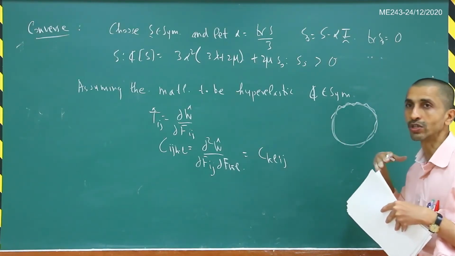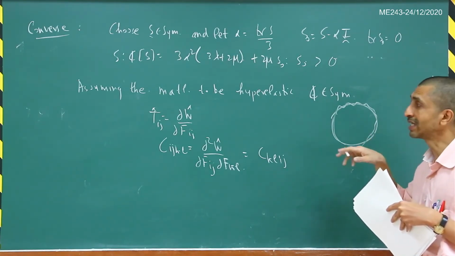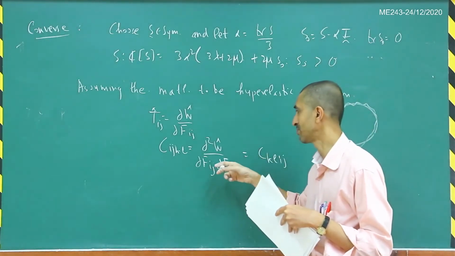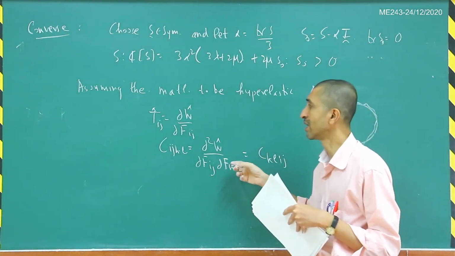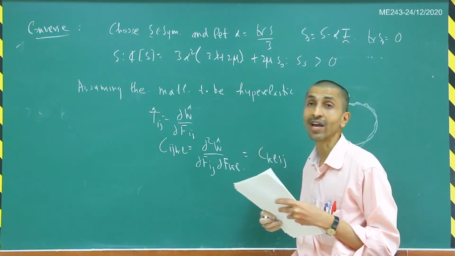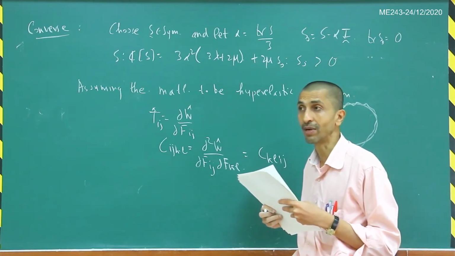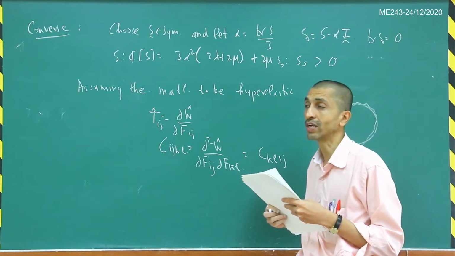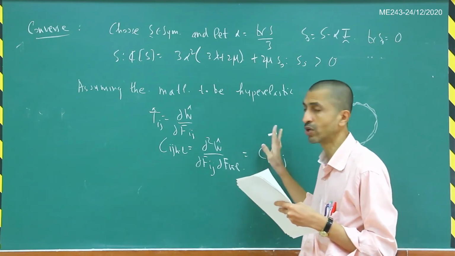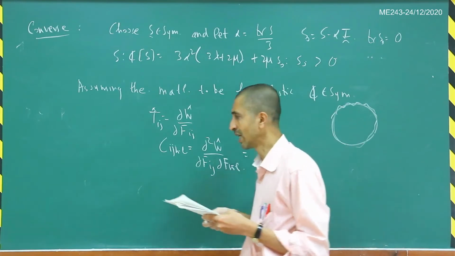So the general C_IJKL, which is del T hat by del F_kl, just for any arbitrary F, actually appears in the finite element implementations. All these fourth order tensors will appear in the finite element implementations when you try to construct the tangent stiffness matrix. But we are not going to look at that. We are just going to look at this linearized version at a later stage.